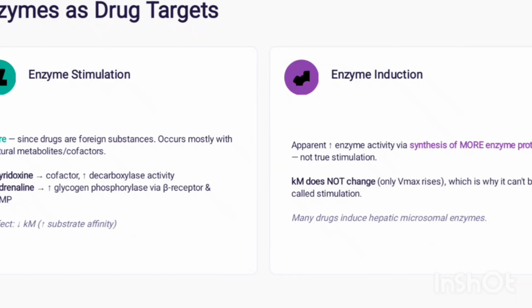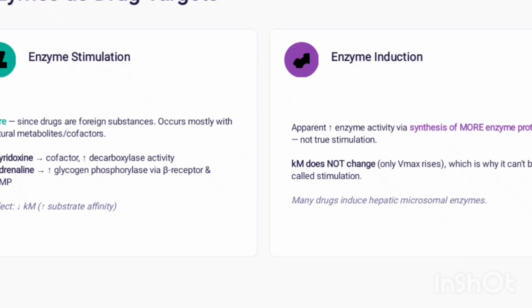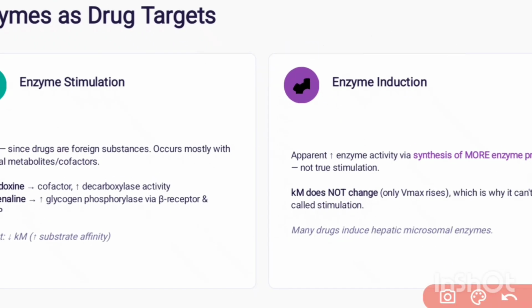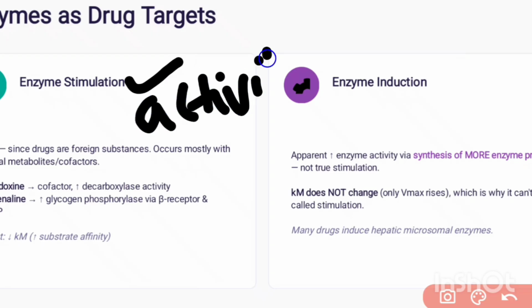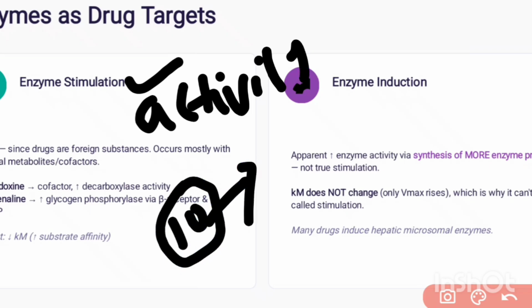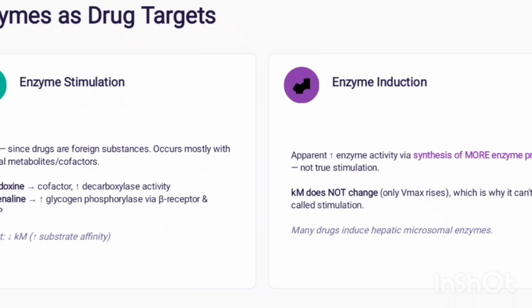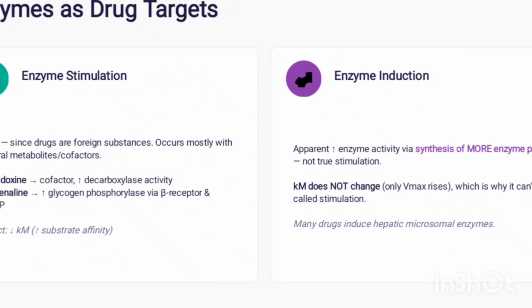So enzyme stimulation is different and enzyme induction is different. Enzyme stimulation increases the activity of already existing enzymes in the body. If 10 enzymes are present, their activity is increased in enzyme stimulation. In enzyme induction, more enzyme proteins are synthesized. Enzyme stimulation does not take place directly with the drugs; if you give supplements, their effects will be increased.